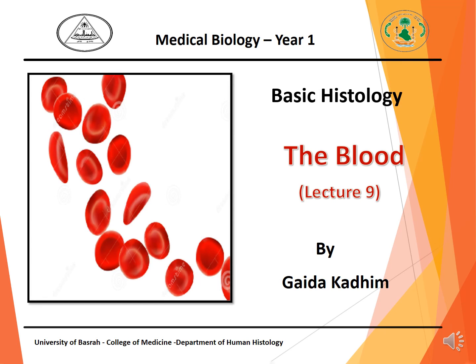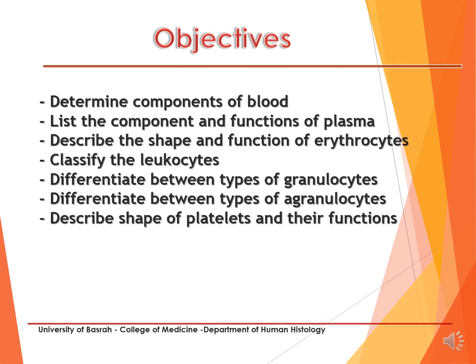محاضرتنا بعنوان The Blood. The main objectives for this lecture include: determine the components of blood, list the components and function of plasma, describe the shape and functions of erythrocytes, classify the leukocytes and differentiate between the types of granulocyte and differentiate between types of agranulocyte, describe the shape of platelets and their functions.